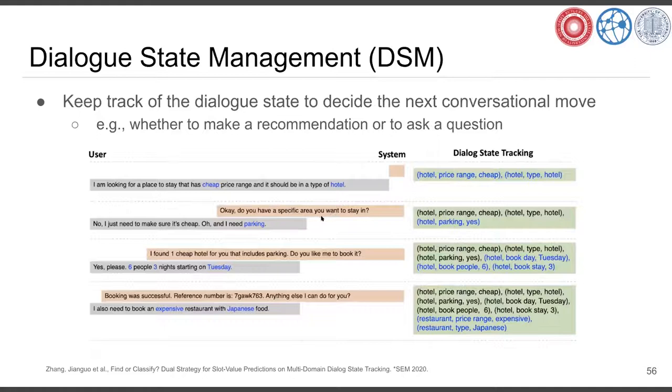And here are examples of dialogue state tracking for booking a hotel and reserving a restaurant. So right here, each conversational turn will record the state information. But for conversational recommender systems, it typically focuses on each conversational turn, where the system will decide whether to make recommendations or ask more questions to clarify the user preference.